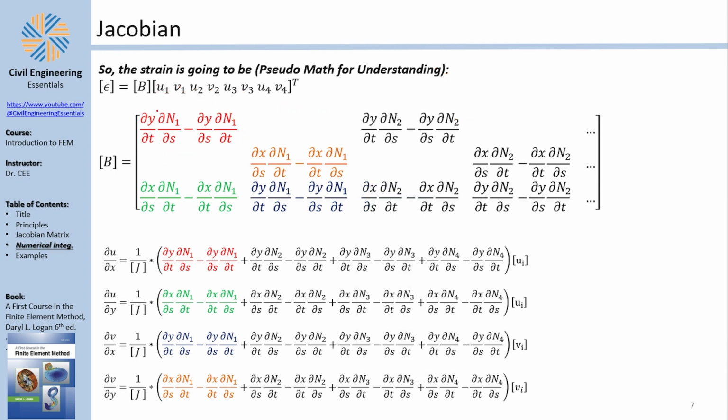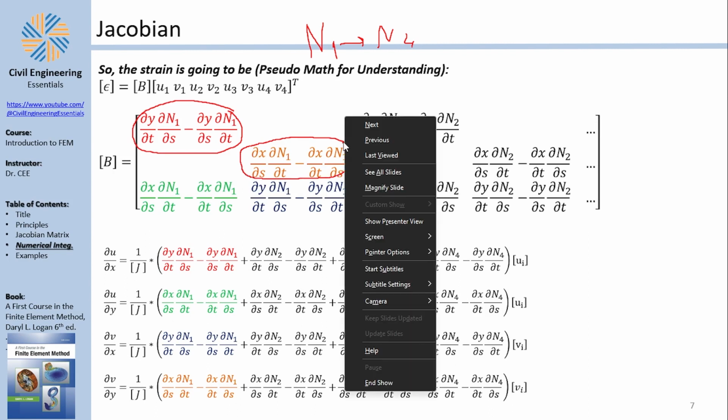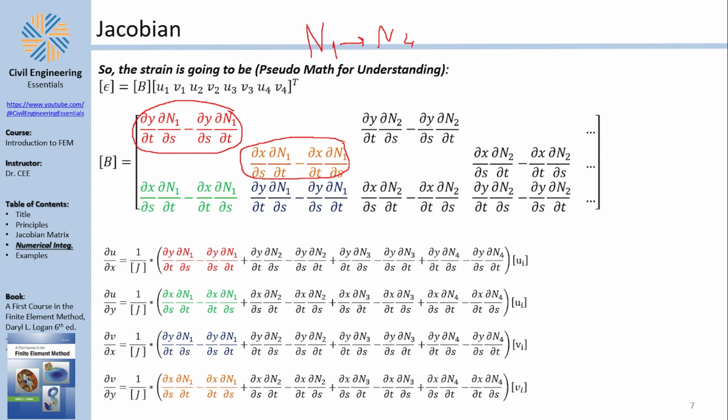Notice, because I have 4 shape functions from n1 all the way until n4, I would have to do this 4 times. I would have to find partial n1 with respect to x and partial n1 with respect to y, because that's for the partial v with respect to y.